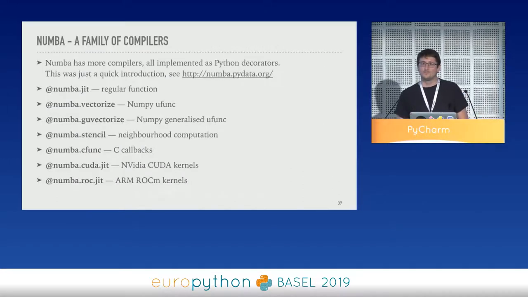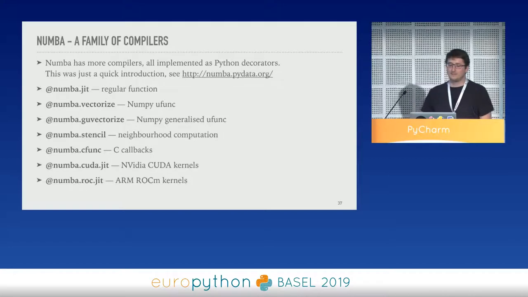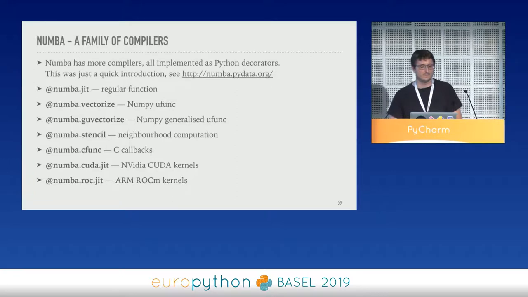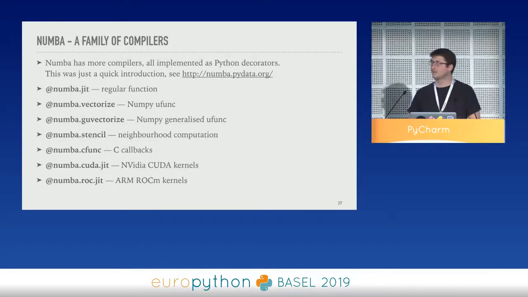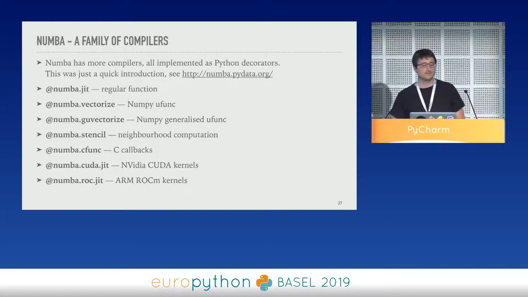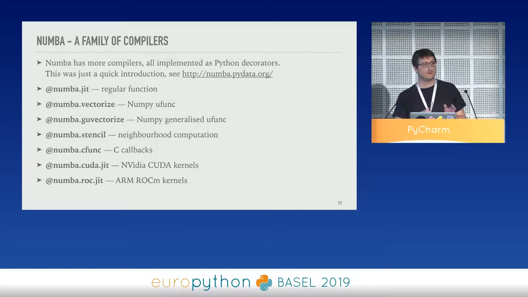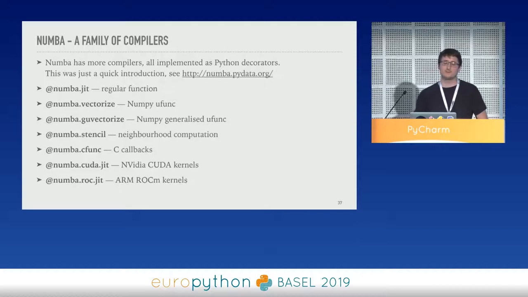Okay, so I'm almost done already. Numba is really a family of compilers. I've talked about two, numba.jit for regular functions and numba.vectorize for ufuncs, and just given a quick introduction to those. If you want to learn more, then check out the Numba documentation. There is also the guvectorize decorator, which can make generalized ufuncs. There is the stencil for neighborhood computation. So if you want to do some kind of convolution or sliding window computation, it's easy with the stencil decorator.